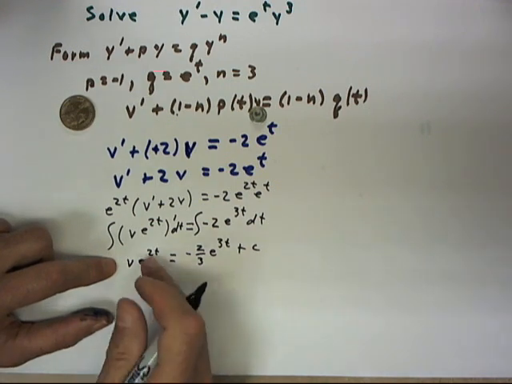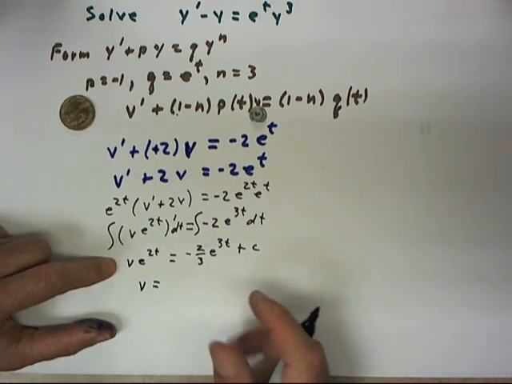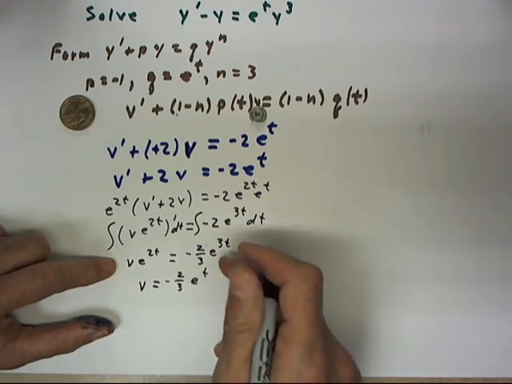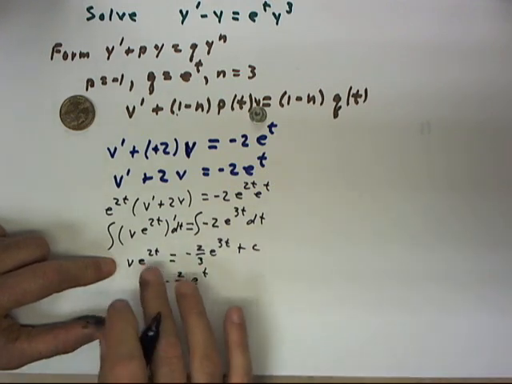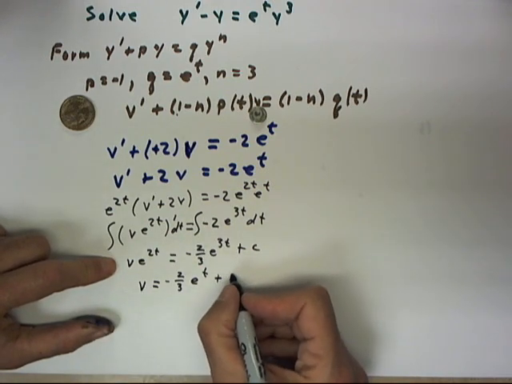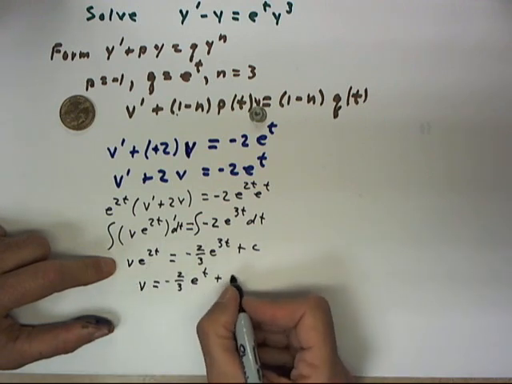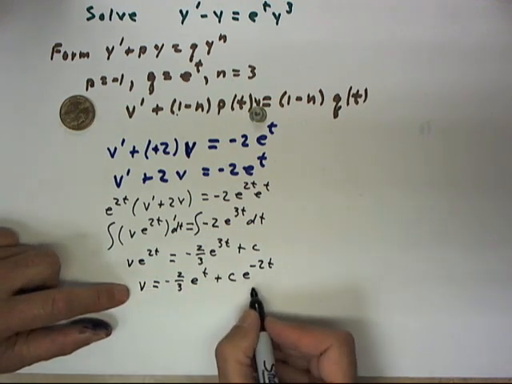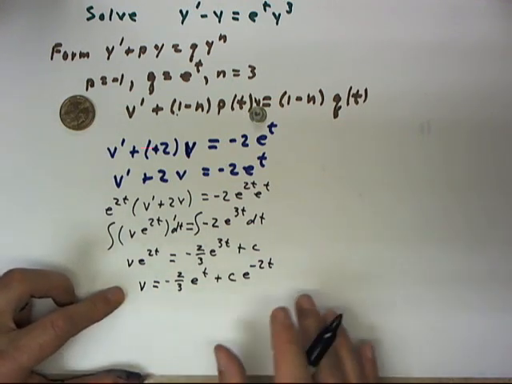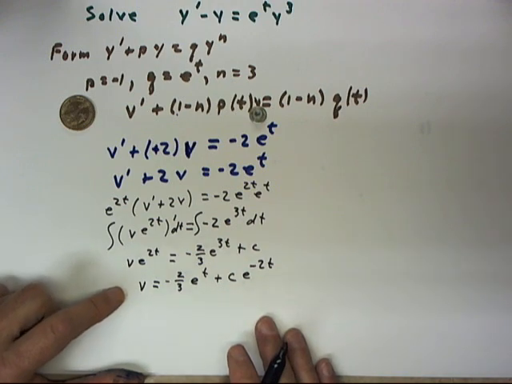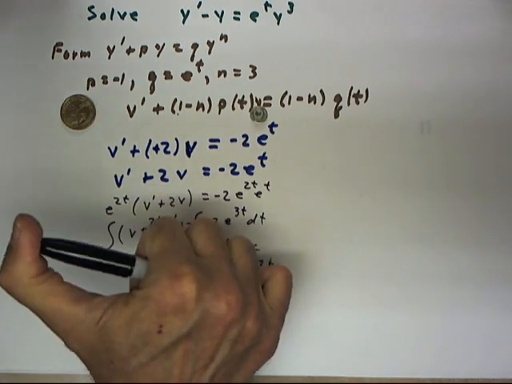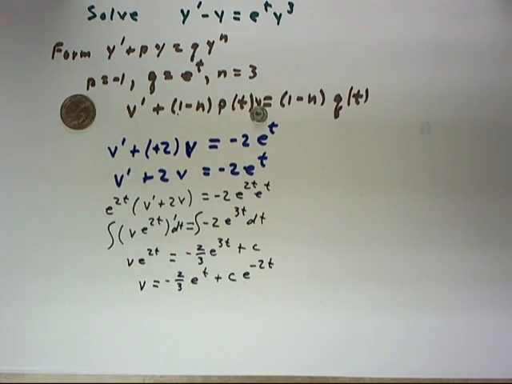Solving for v, we're going to divide both sides by e to the 2t. We're going to get v equals negative 2/3 e to the t, because when we divide e to the 3t by e to the 2t, of course, we get e to the t, plus c divided by e to the 2t, which would be c e to the negative 2t. So here's our general v function. Now we haven't imposed any initial conditions on this equation or in the last one we solved, but now we can write out final steps, at least of our general solution.